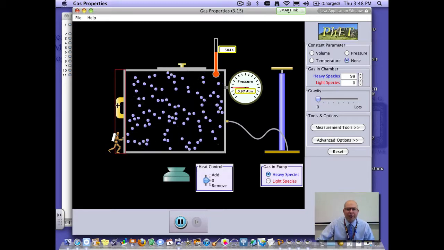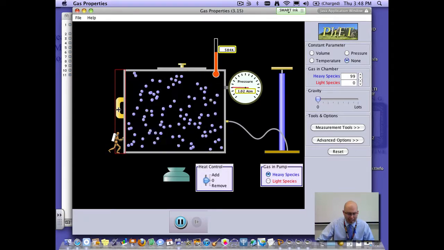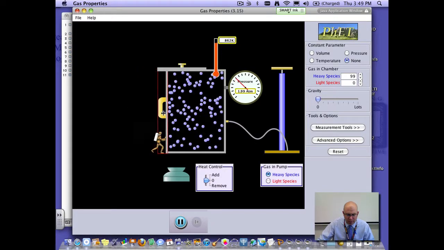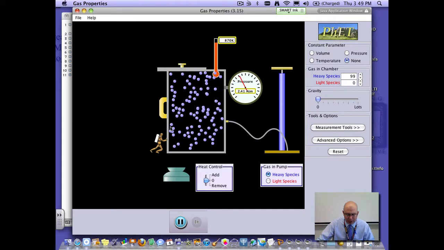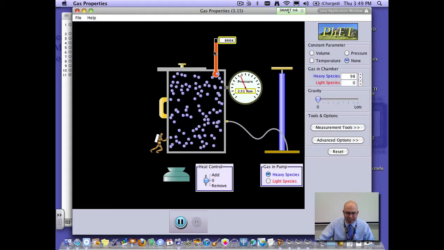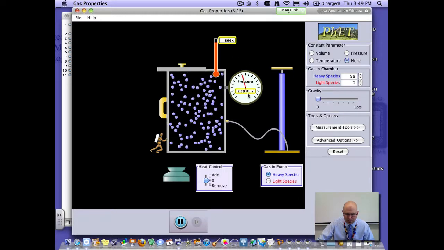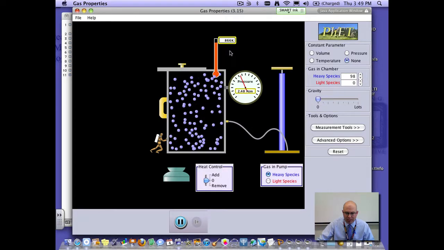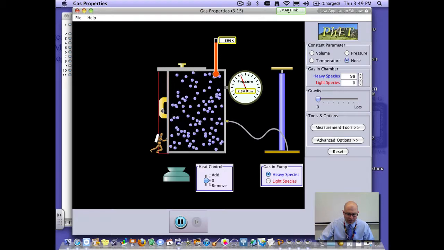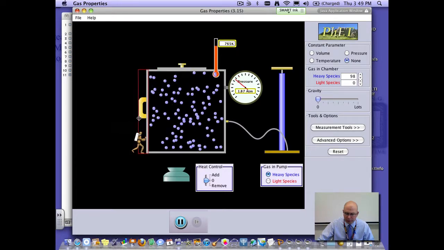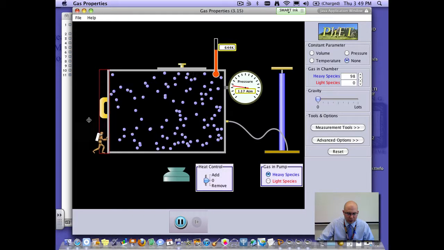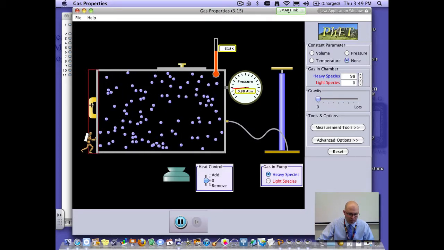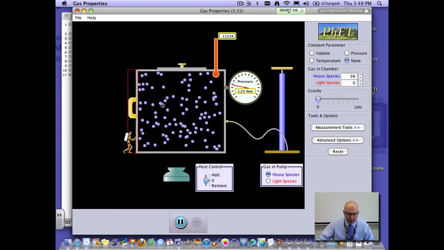If I change my volume, I can slide this in and shrink the volume. Look what happens to the temperature and the pressure. Decreasing the volume is going to increase the temperature and increase the pressure. I'm at 2.7 atmospheres for pressure and 800 for temperature. Let's increase my volume, and notice by increasing my volume, I'm decreasing my pressure and decreasing my temperature. Let's bring them back in.